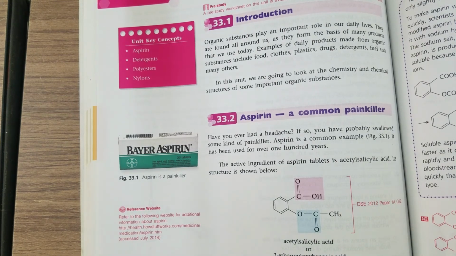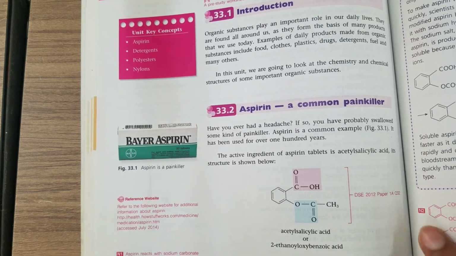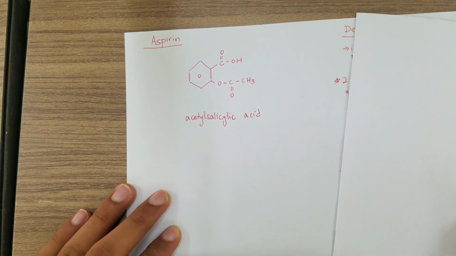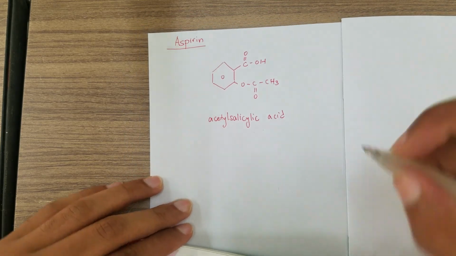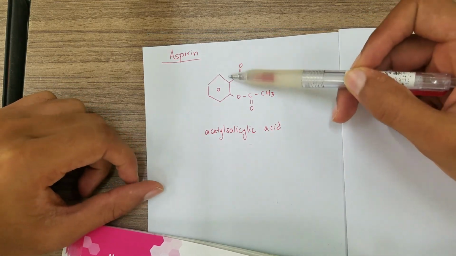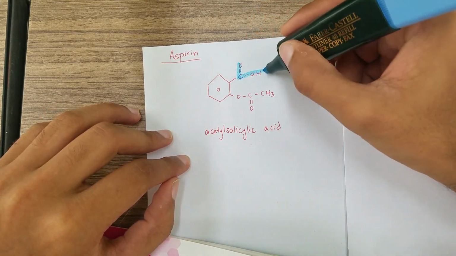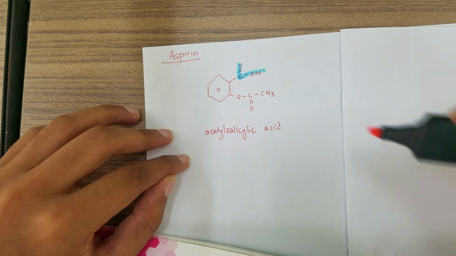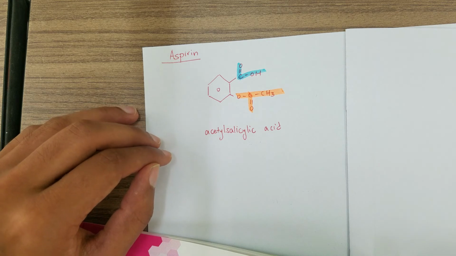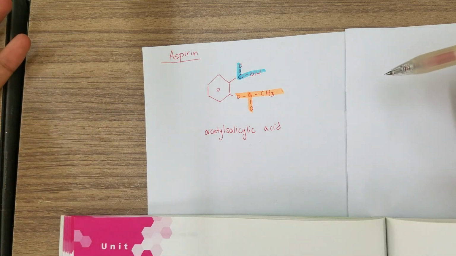Now, since you have learned all the basic functional groups, you are able to identify this relatively easily. So salicylic acid over here, I just drew it again, and you can see there's a benzene ring over here. Then you will see this part, COOH, so it's a carboxyl group. And then we also have COO connected with a chain. So this one is an ester group.